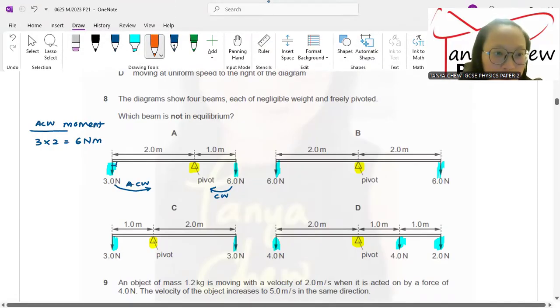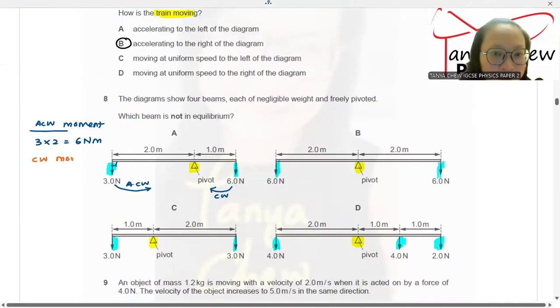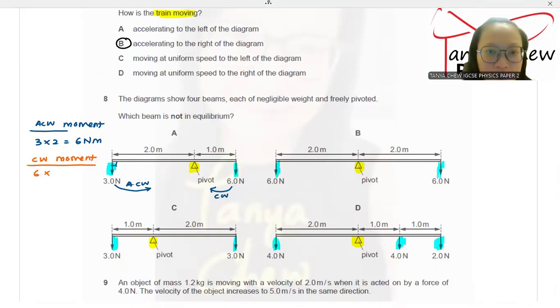What about the clockwise moment by the 6 Newton force? The force is 6 Newton and the perpendicular distance between the force and the pivot is 1. So I get 6 Newton meter. Since the anti-clockwise moment is balanced by the clockwise moment, A is in equilibrium. So A cannot be your answer, because the question asks which beam is not in equilibrium.